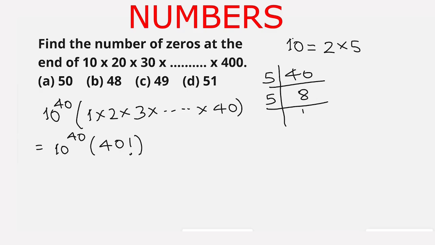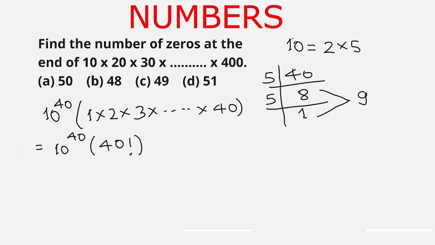And 5 times 1 is 5. So this is 8 plus 1 is 9. So there will be maximum power of 5 in 40 factorial, that is 9. So it will be power of 10 in 40 factorial.